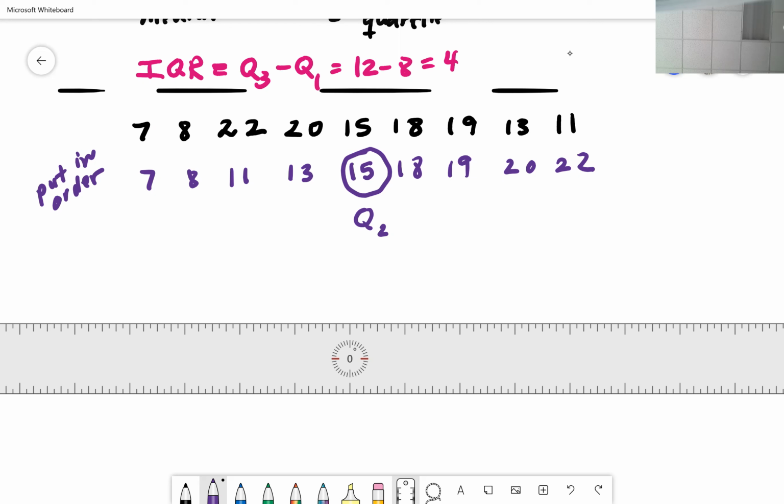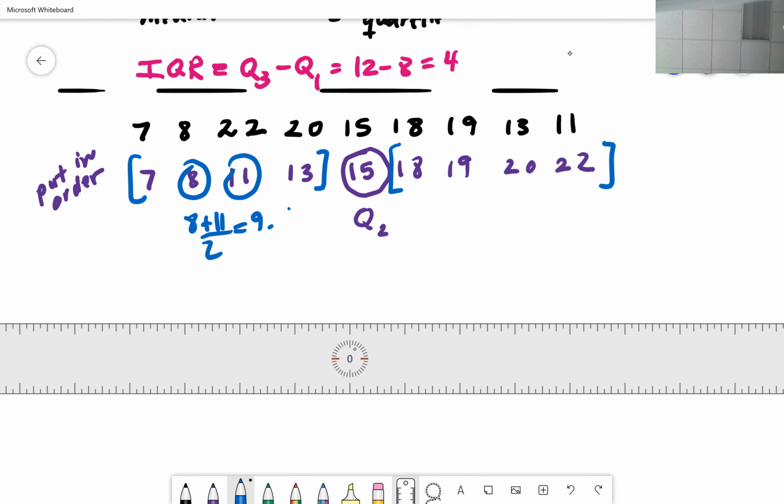Okay, so notice this here, that we now have the lower half and the upper half. How many numbers do we have in the lower half? 4. So that's even. 4 divided by 2 is 2. So take the second one and the third one. 8 and 11. 8 plus 11 divided by 2 is 9.5. This is your first quartile.